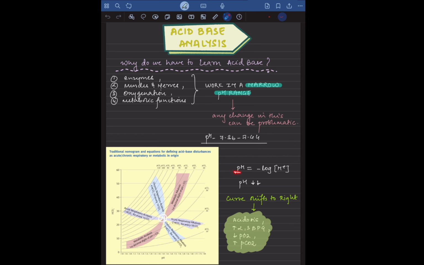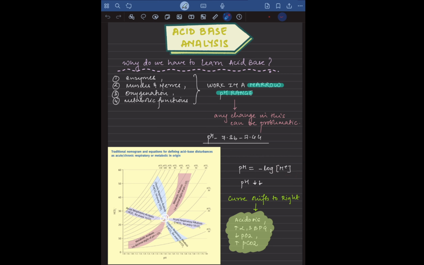And as we all know, pH is minus log of H plus, that is, it is inversely proportional to the H plus value. So as the pH is decreasing, the curve shifts to the right. That means acidosis is causing the shift to the right. An increase in 2,3-bisphosphoglycerate shifts the curve to the right. A decrease in oxygen level will shift the curve to the right, and an increase in the carbon dioxide level will also shift the curve to the right. So we have been studying this curve, okay.